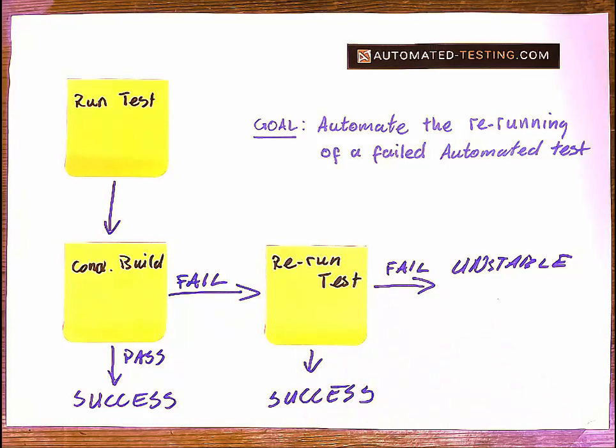So the concept here is that we are automating the rerun of that test in an attempt to get the test to pass the second time round. It's kind of like a workaround for an unstable or an unreliable automated test.